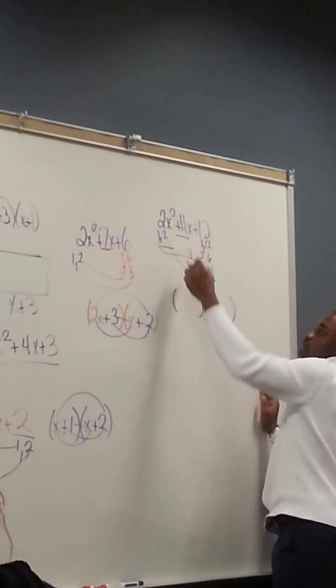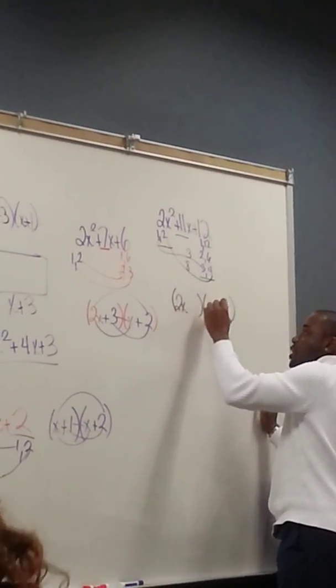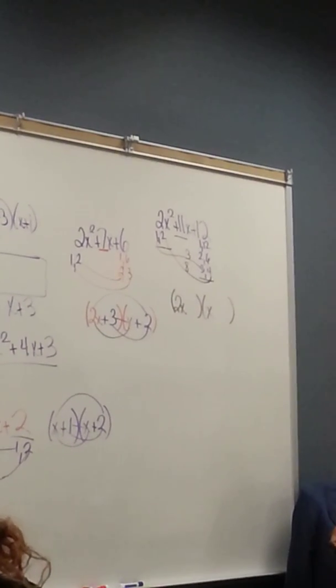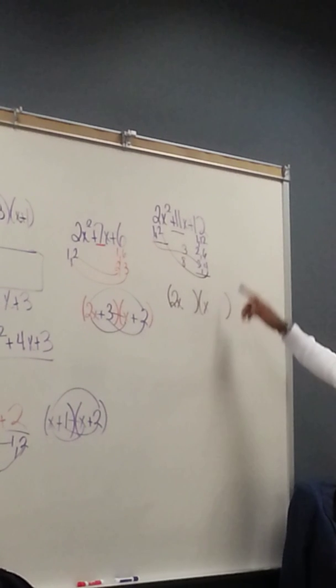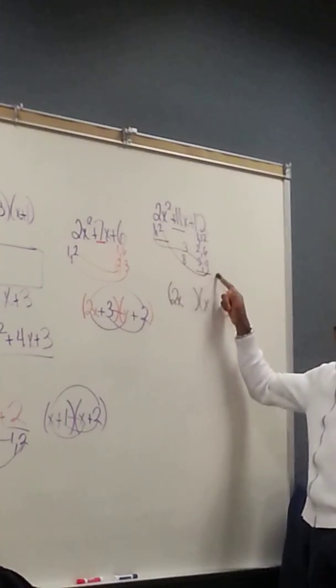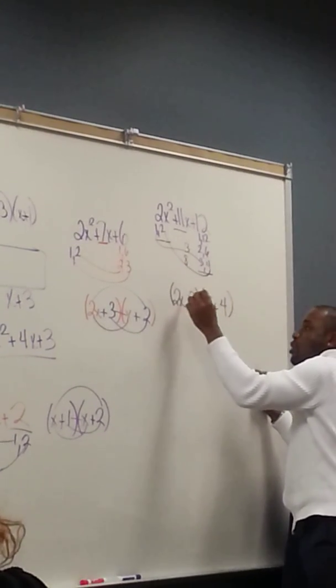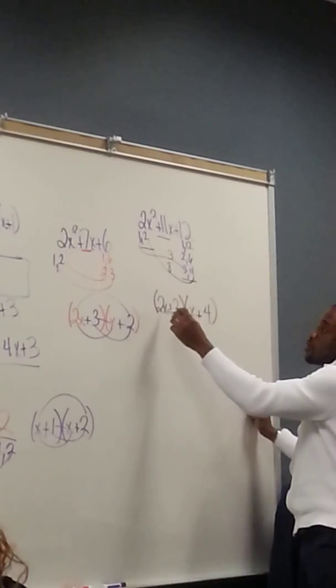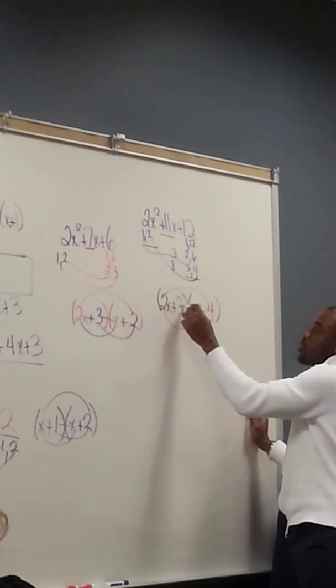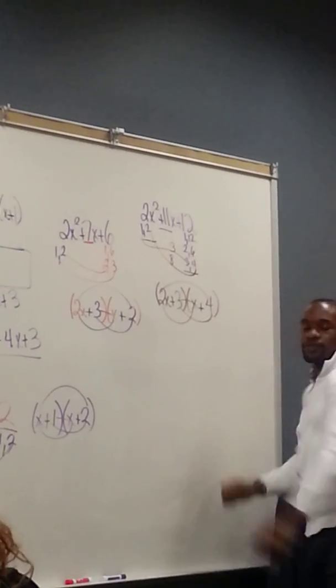I know I've got to have 2x squared, so it's got to be 2x and an x there. I've got to have 12. My factors are 4 and 3. I've got to have a 3 and a 4. It's plus and plus. I'm going to put a plus and plus and I'm done. 2x squared plus 8x plus 3x is 11, plus 12.